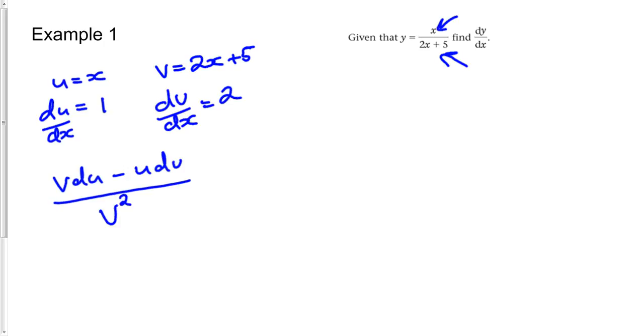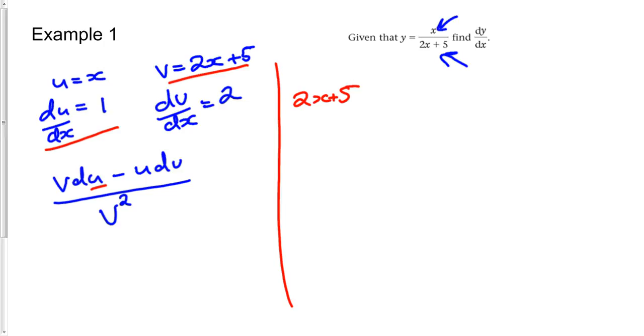And just be careful when you write this out, because obviously it's easy to make your v's and u's look the same. So it's always worth putting a little tail on the u there. Okay, so v is this one, and du is this one. So if we substitute that into the formula, we're going to get 1 times 2x plus 5, which we can just write down as 2x plus 5, minus u dv. So that's x times 2, so that's minus 2x. That's all over v squared.